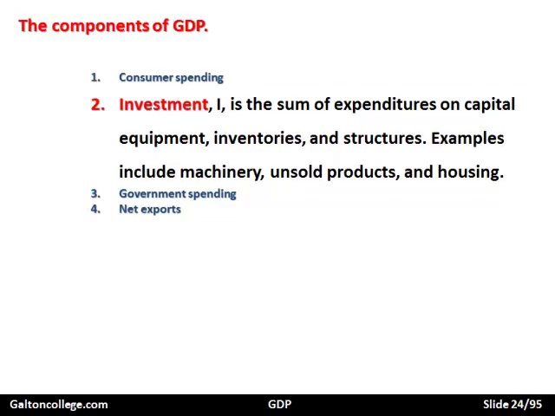Investment is the sum of expenditures on capital equipment, inventories and on structures for business. It includes machinery, unsold products and housing. These are new capital equipment. They're not second-hand. If they're second-hand, they've already been accounted for in the accounts earlier. So to avoid the problem of double counting, we say they're new capital equipment, new inventories and new structures. They haven't been accounted for before.